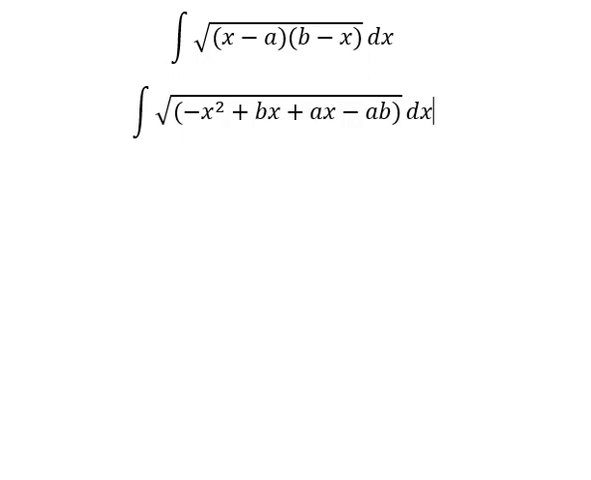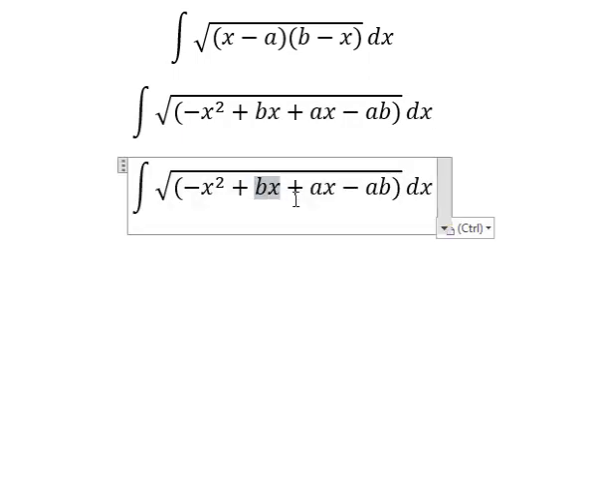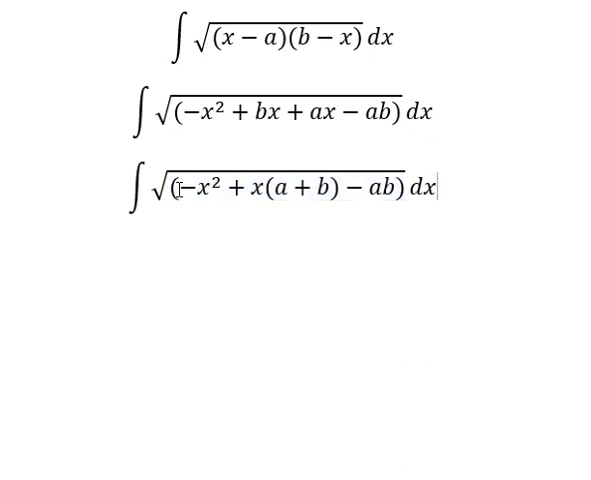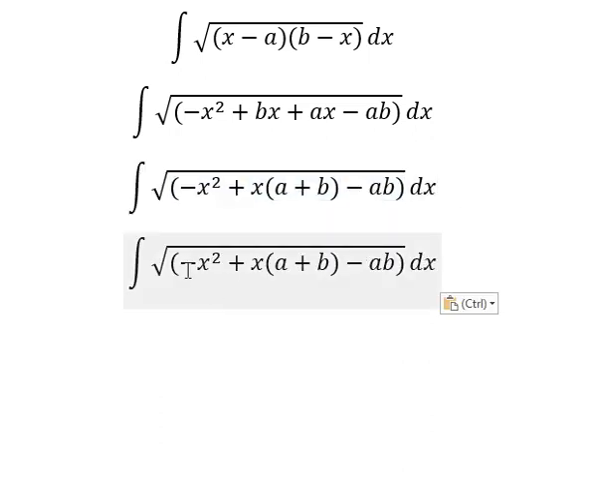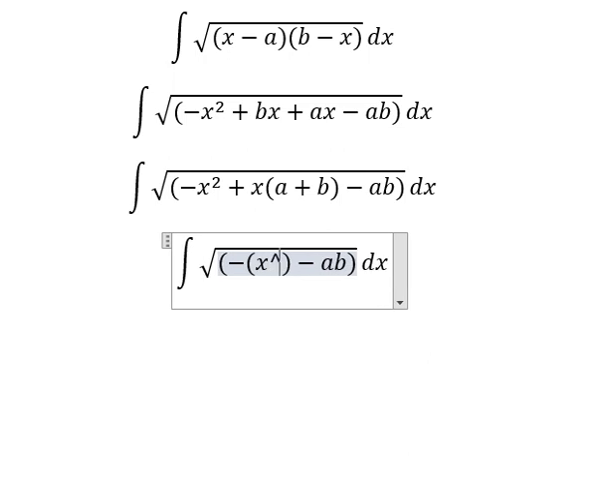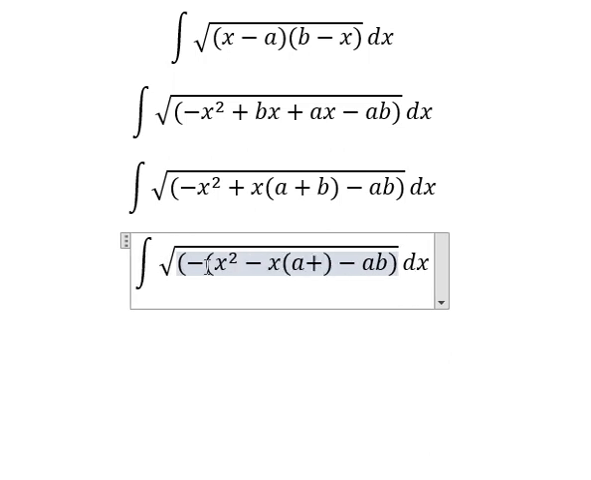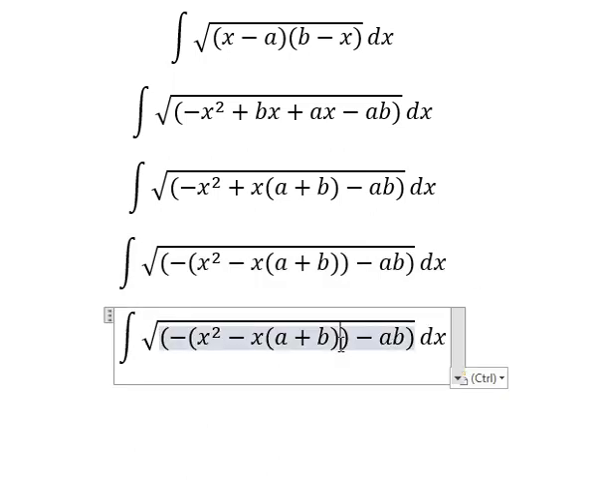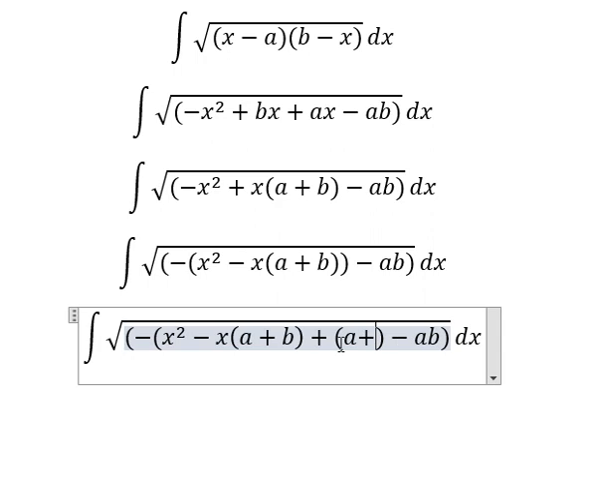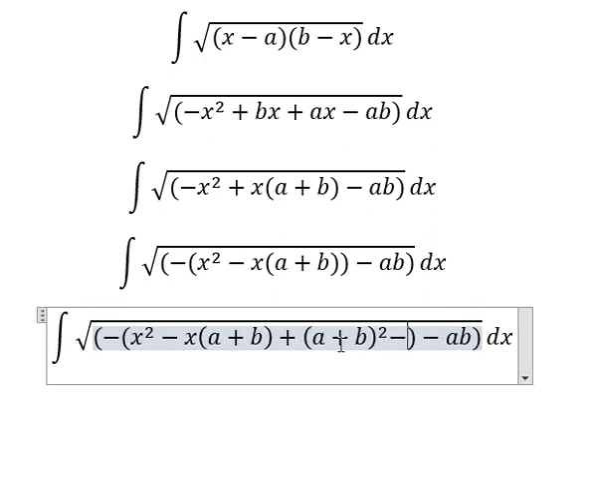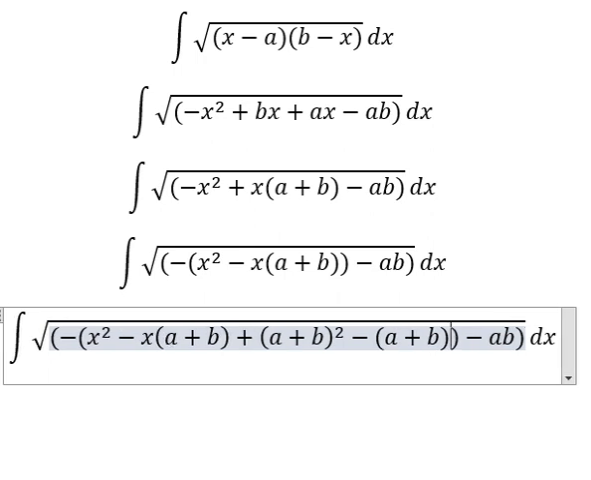Next, we can do factorization by s. Next, we can do another factorization by negative 1. Next, we need to add (a plus b) to the power of 2. Later, we need to subtract (a plus b) to the power of 2.